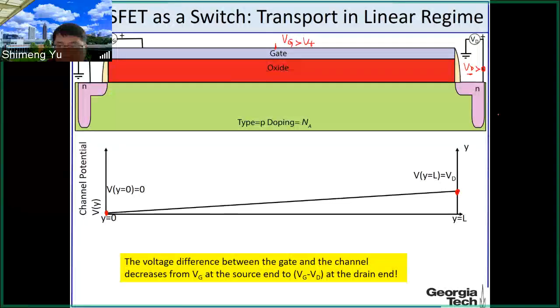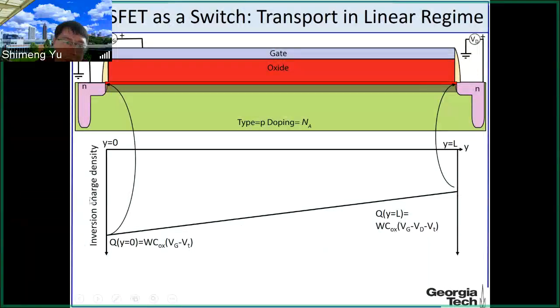And along the channel from the drain to the source, the voltage will drop from Vd to 0. So the channel potential is non-uniform in this case. As a result, the inversion charge density will be non-uniform as well, because the charge density depends on the voltage difference between the gate and the channel. So the voltage difference here.